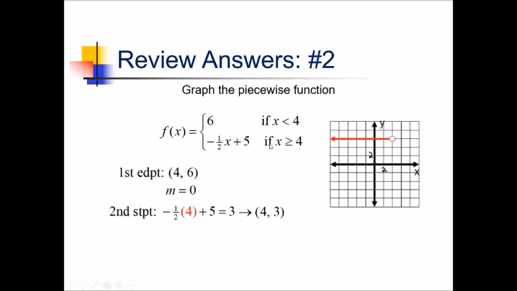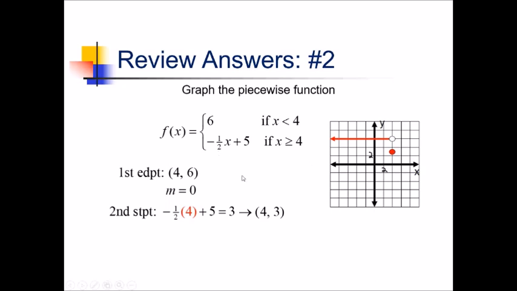Now because we said x greater than or equal to 4, because we have the equals, this (4, 3) point is going to be a solid dot. So we are going over 4, up 3, solid dot right here. Now we have to do one more dot to draw this line, one more point.